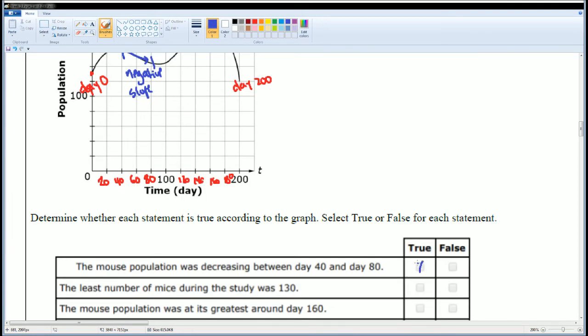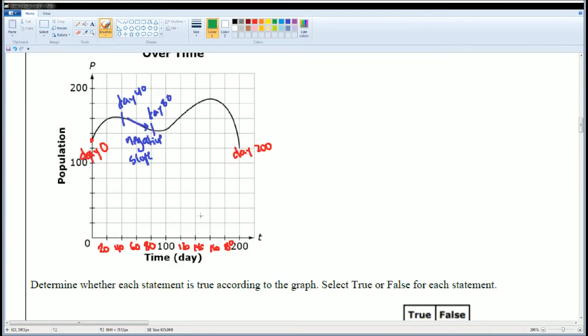Let's look at the next one. I'm going to make that green. The least number of mice during the study was 130. The least is referred to as your minimum. Is that the smallest value? So let's see. Well, where's the smallest? I see it right here. And I see it right here. Is that reasonable? Hold on.